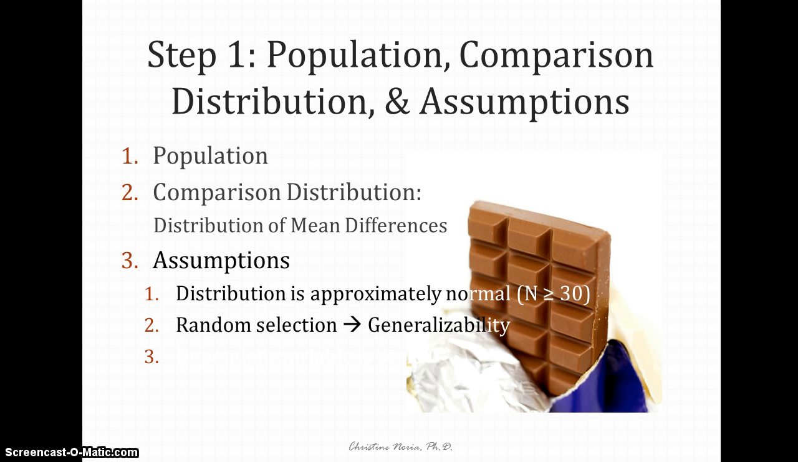The second, again, is random selection. Now we know that these weren't randomly selected. These were a convenient sample, and so we have to be careful about our generalizability. Maybe there was something about this particular group of students that made them much more susceptible to influence of the mood. And the last is that the dependent variable is scale. So this is a rating that students give about their mood, and so yes, it is a scale variable.